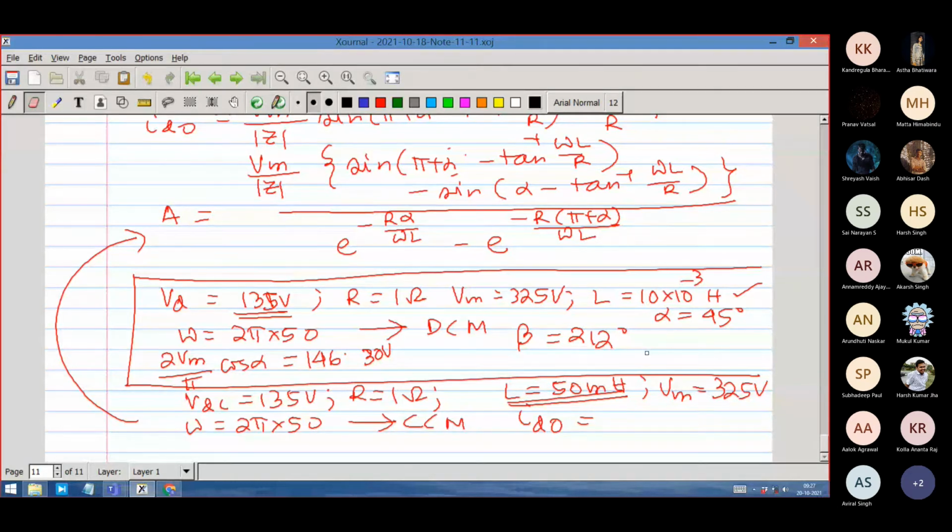So the method is simple. Here also you have to find out A, and once you know A, then you know the current expression. You can put the A value here, and we will get the value of I_D0, the initial value of the current. Right.